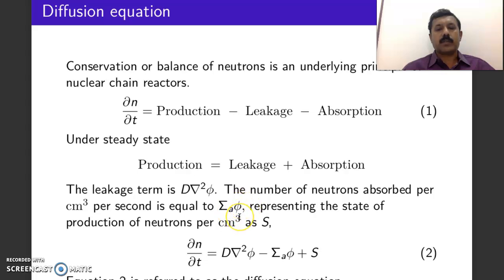times the flux of the neutrons, and representing the production by symbol S, you can write this equation 1 as ∂n/∂t is equal to D ∇²φ minus Σa φ plus S. This represents the leakage term, this represents the absorption term, and this is the source term, that is production. This equation 2 is referred to as the diffusion equation, which is very important and which is widely used in the reactor theory.